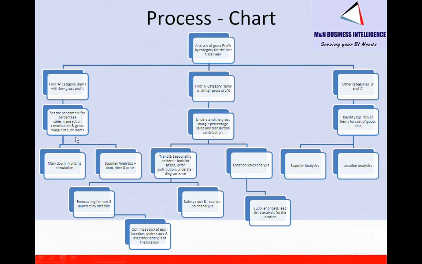transaction. Then for category A items with low gross profit, set the benchmark for percentage sales, transaction contribution, and gross margin. And for category B and C items, identify the top 70% items for cost of goods sold, supplier analytics, and location analytics.